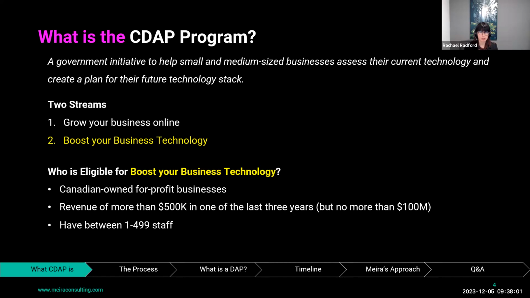So who's eligible for the grant? It is any Canadian-owned for-profit business that has earned at least $500,000 in one of the last 3 years and has between 1 and 499 staff. So it's not meant to be for larger organizations that are over $100 million or over 500 staff. So they've really tried to focus this grant on small to medium-sized businesses in Canada.